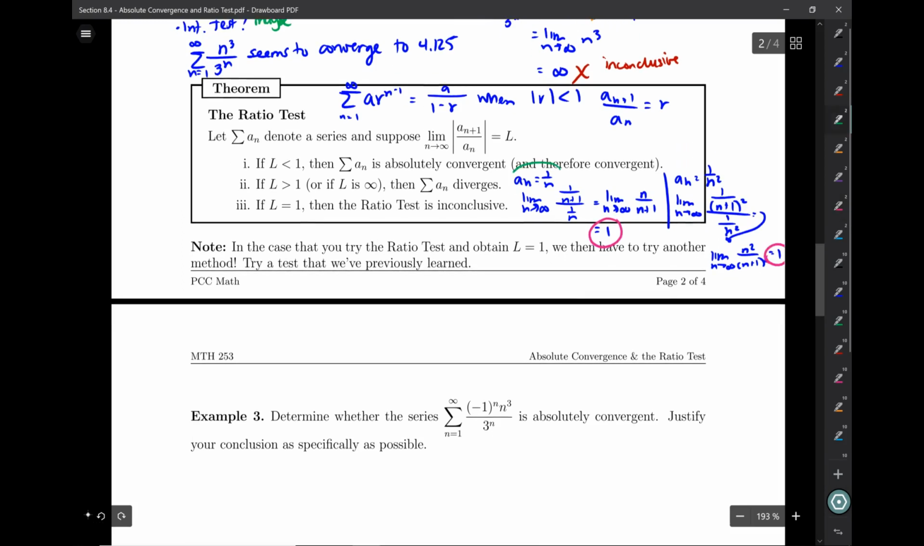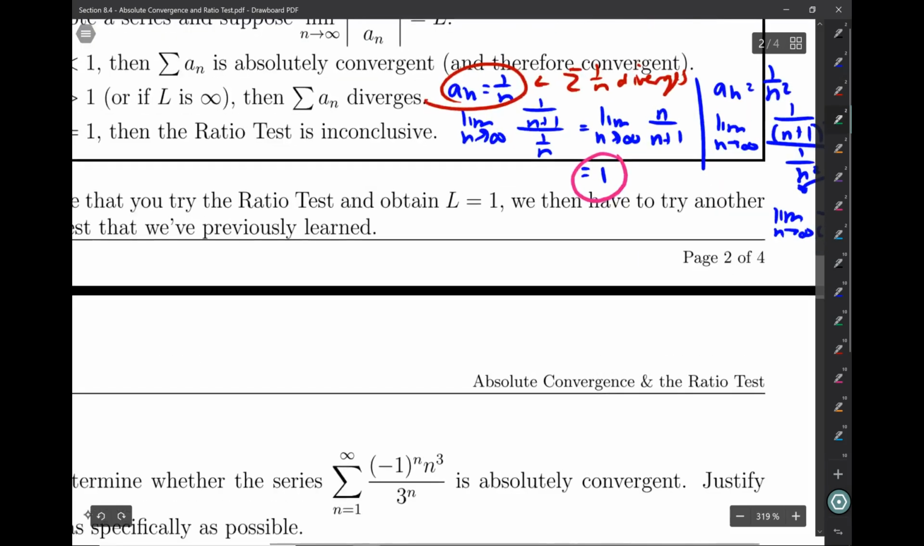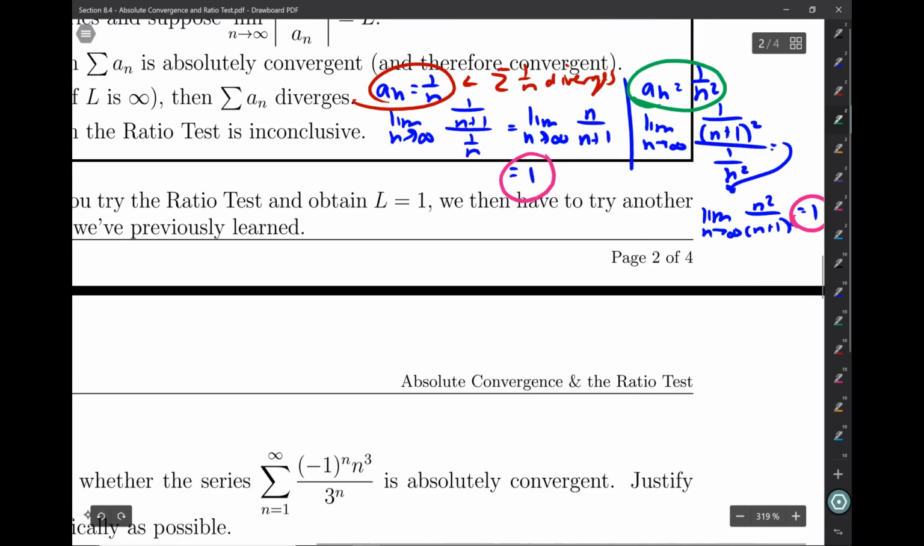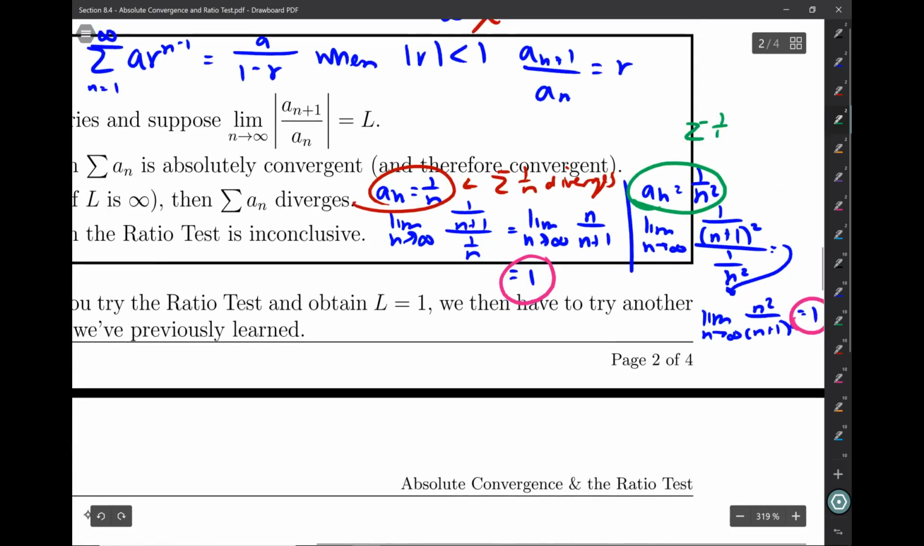but in this case, the series 1 over n, I was going to use red actually. Sorry, my pen's not erasing. Come on, pen. There we go. The series 1 over n diverges. If I look at this one, the series 1 over n squared converges.